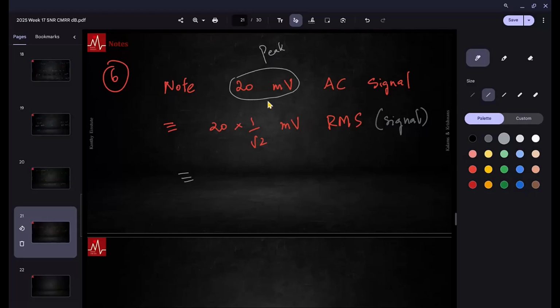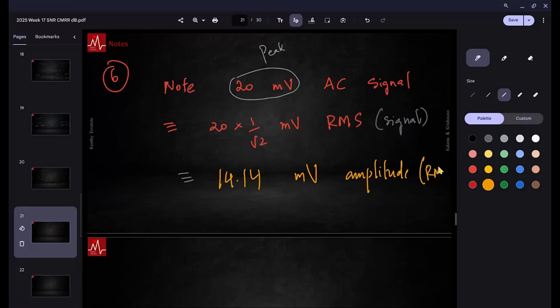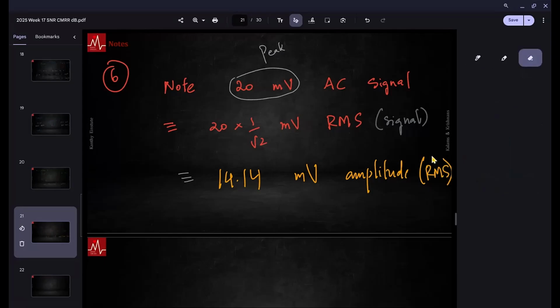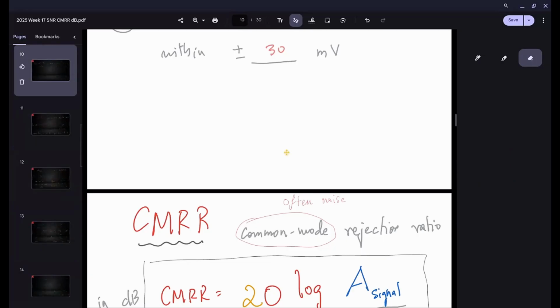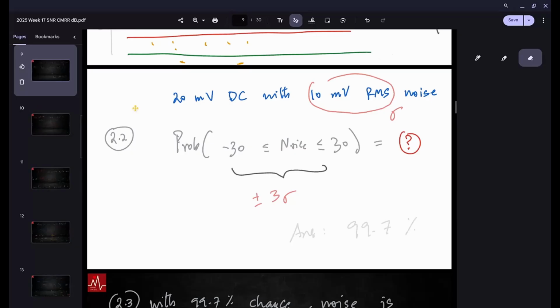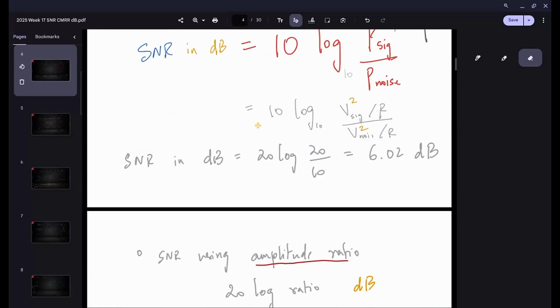If they give you a 20 millivolt AC signal, that should correspond to 14.14 millivolt amplitude. Be careful if you are dealing with AC or RC. The thing we discussed applies. In DC, the RMS is the amplitude, so no confusion there. If it is AC, you have to deal with it carefully.